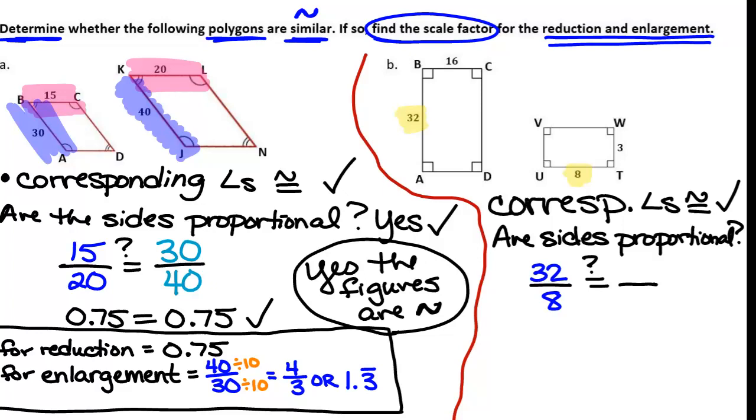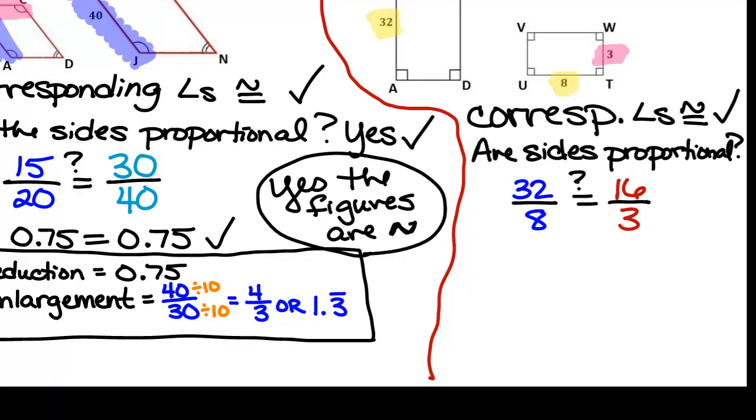And then we're going to match up the smaller sides, 16 and 3. So I would have 16 in my numerator and 3 in my denominator. And now we're going to divide those. What is 32 divided by 8? 4. And 16 divided by 3? 5.3 repeating.